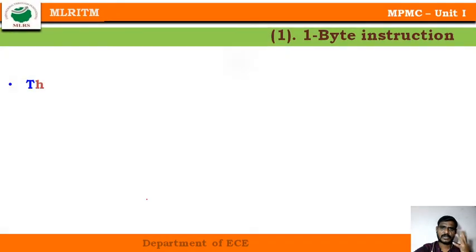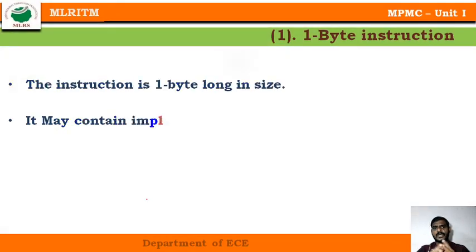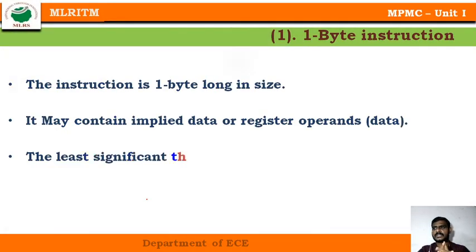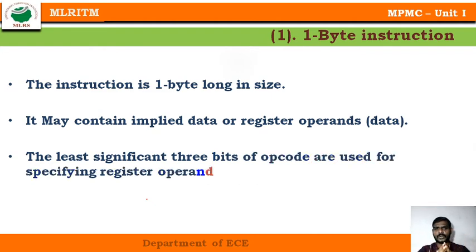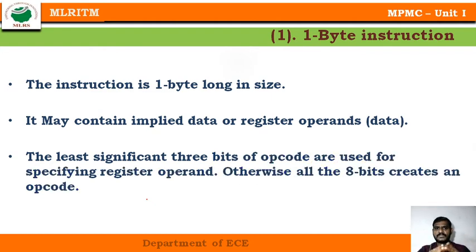One after another we'll see, first, the single byte instruction. This single byte instruction is nothing but 1 byte long, and it may contain an implied data or a register operand, which means that the instruction itself has a data or a register operand within. The least significant 3 bits of an opcode are used to specify the register operand. Otherwise, all 8 bits create an opcode.